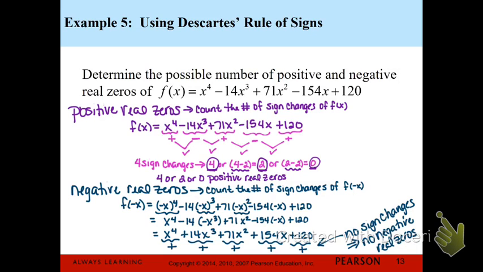All right, so when you completed the f of negative x, you got all positives. There are no sign changes, which means there are no negative real zeros for this one.